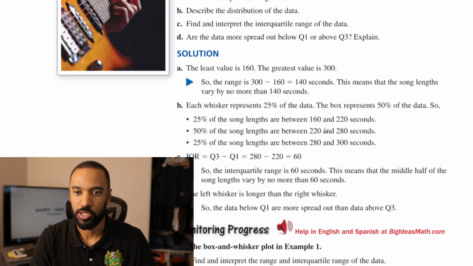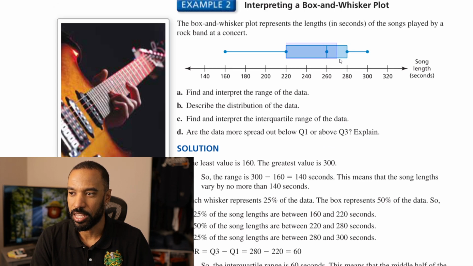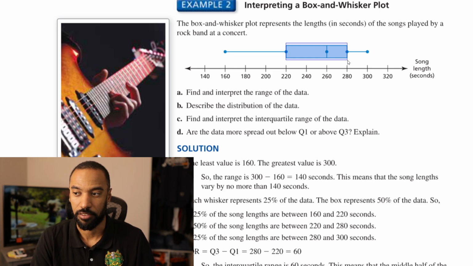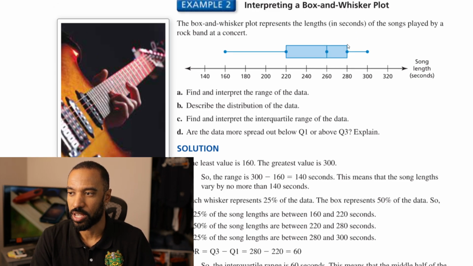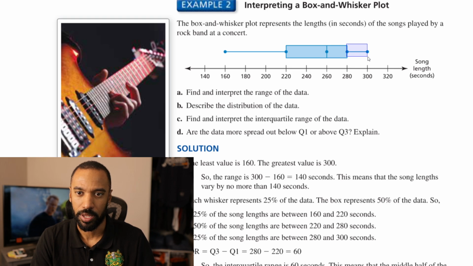50% of the song lengths are between 220 and 280. So we're looking at the interquartile range. So that distribution shows this 50%, so about half of them. And the last 25% were played between 280 and 300.